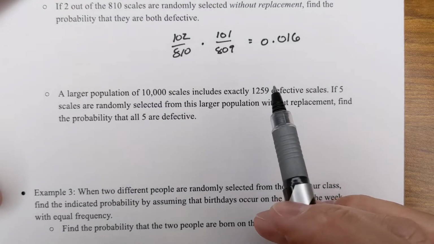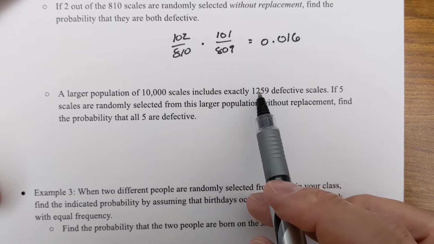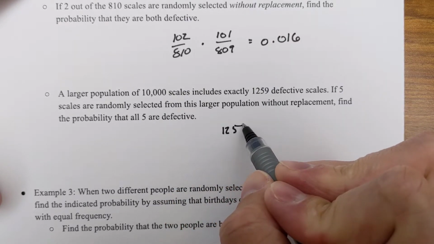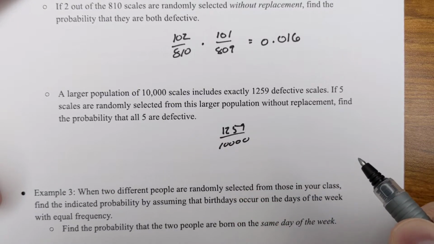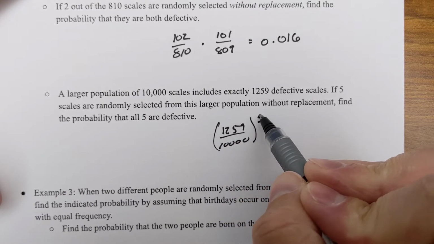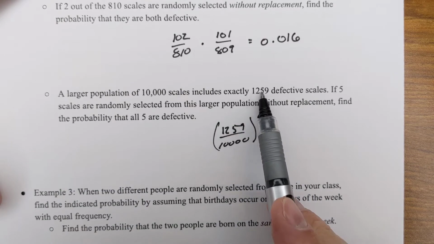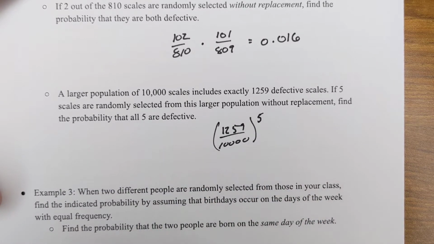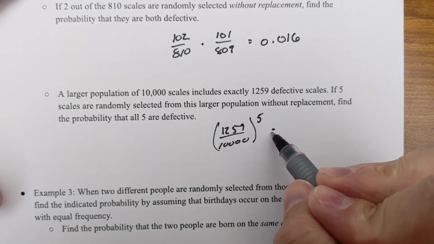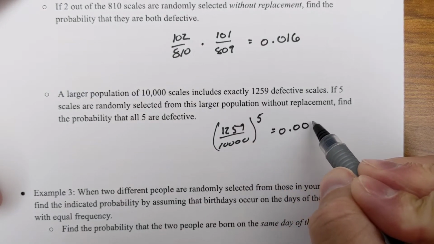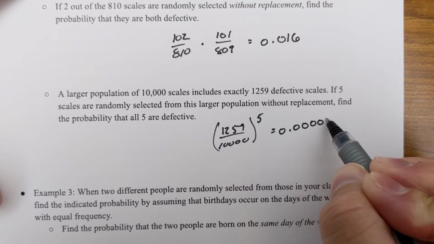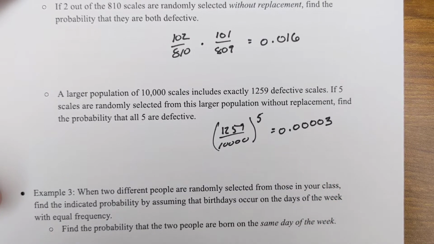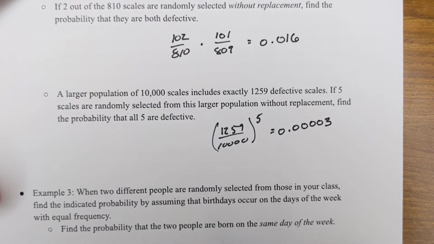So this number is only small compared to this guy. So instead of doing each individual one, I can just take the probability of 1 and raise it to the 5th. Now this trick only works if this number is small compared to that number. So 1259 over 10,000, all raised to the 5th, is an itty bitty number, 0.000003. So it's very, very unlikely that you would select 5 at random.